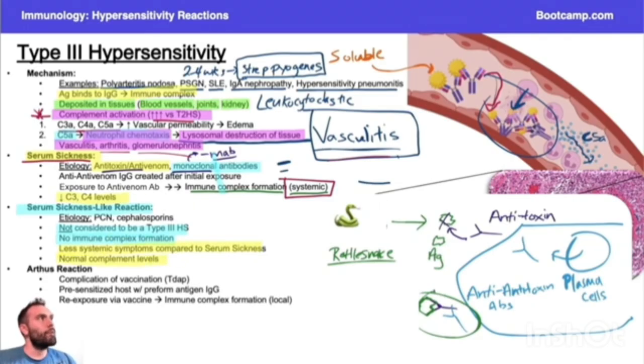This just has a similar presentation. So it's a different mechanism, different pathophysiology. It just presents similarly, less severe, normal complement. Classically, penicillins and cephalosporins are kind of notorious for getting in this category.